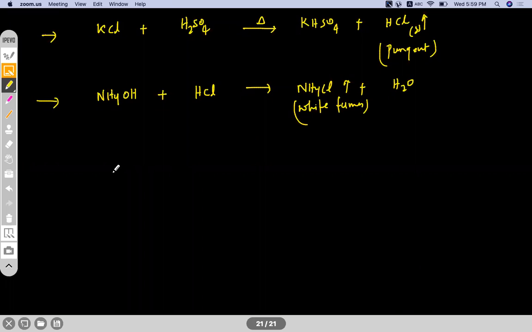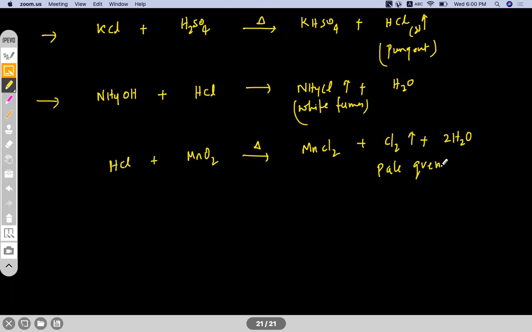And then, HCl is left here. If you add MnO2 and heat, then it converts into MnCl2 plus Cl2 plus H2O. Chlorine evolves in this. So manganese dioxide oxidizes Cl minus from this into Cl2. This is a pale green gas. Copied.